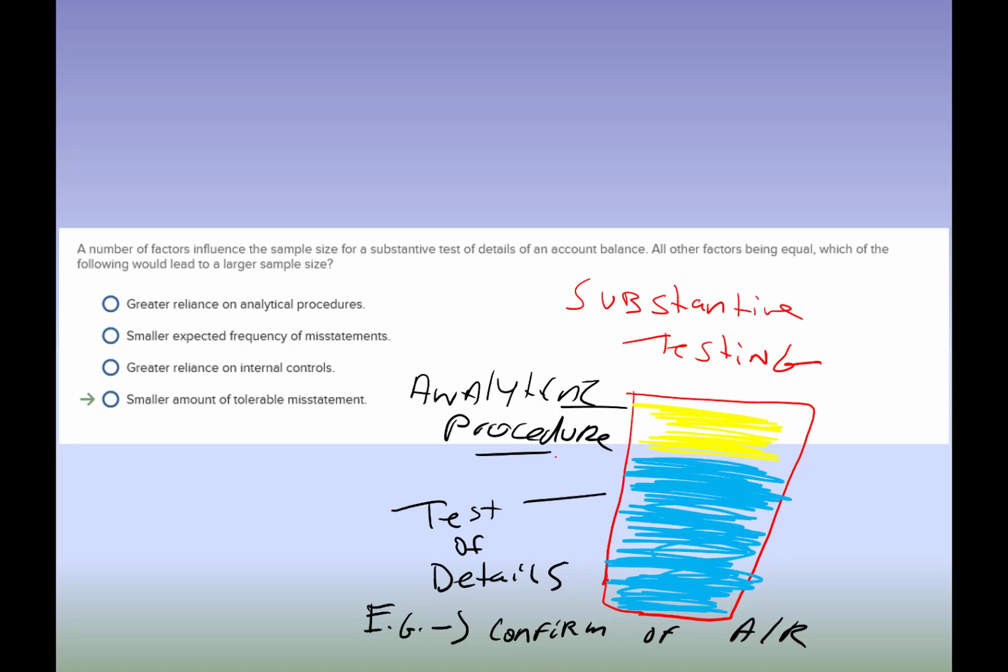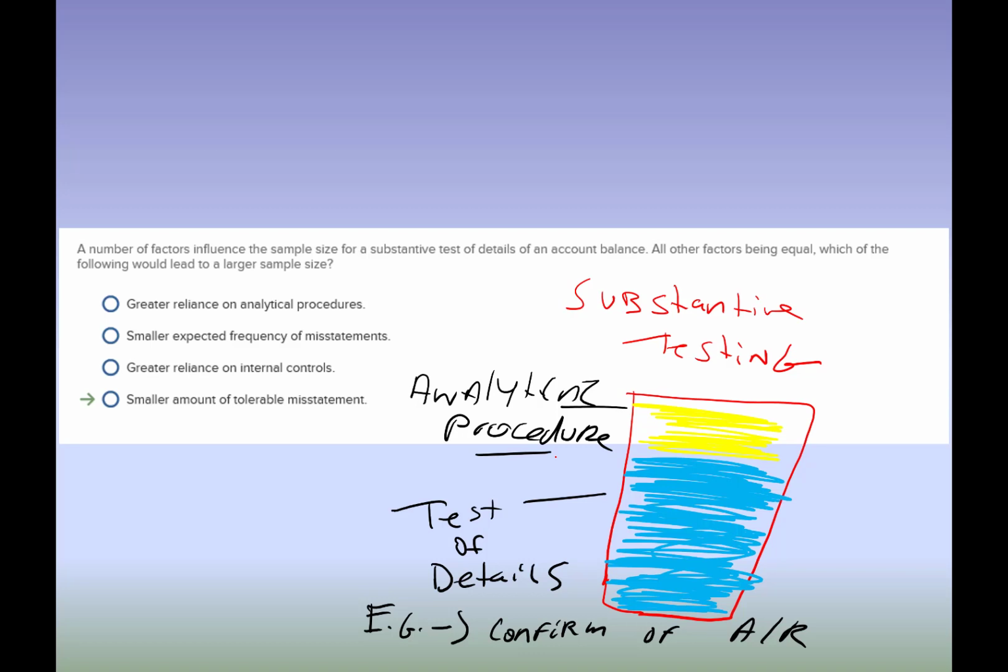Okay, so when you look at this, a number of factors influence the sample size for substantive tests of details. All other factors being equal, which would lead to a larger sample? Well, if we're having greater reliance on an analytical procedure, then our sample sizes for our test of details, like sending out confirmations, can actually be smaller, can't they? The more of the gold here is analytical procedure, the less of this rectangle is blue, so we would be able to do a smaller sample size for our test of details, right?